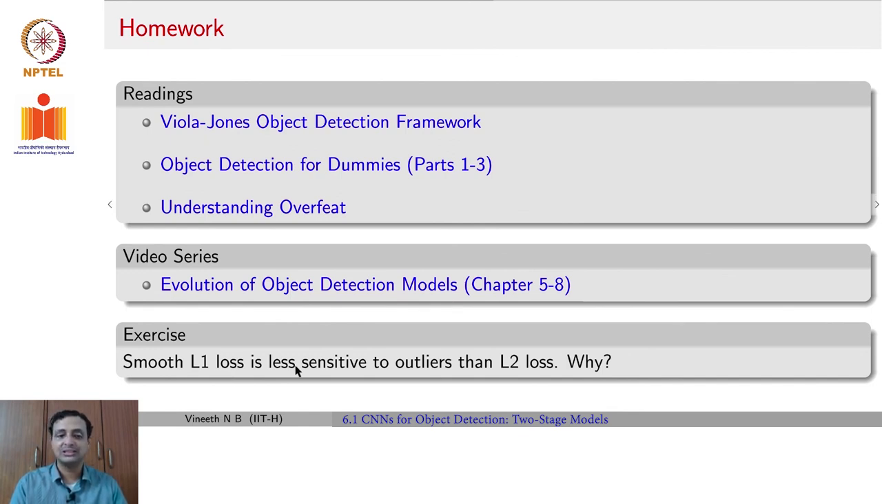Smooth L1 loss is less sensitive to outliers than L2 loss as was proposed in Fast RCNN. Can you try to find out why? In the next lecture we will talk about dense sampling methods for object detection.